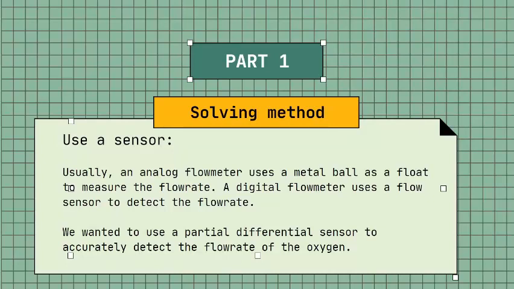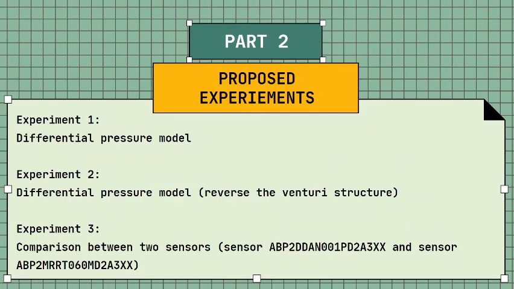Now, we want to use a partial differential sensor to accurately detect the flow rate of the oxygen. This is because it is more cost effective. The price of a partial differential sensor is much lower than the price of a flow sensor. Hence, the following experiment that we will be conducting is investigating the partial differential sensor.